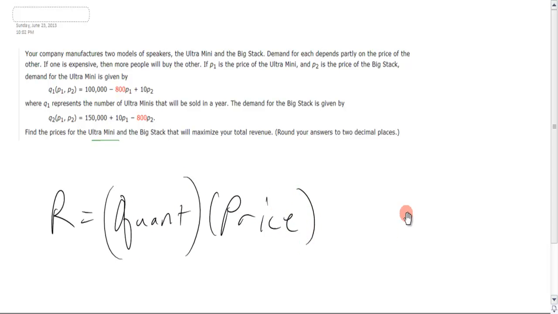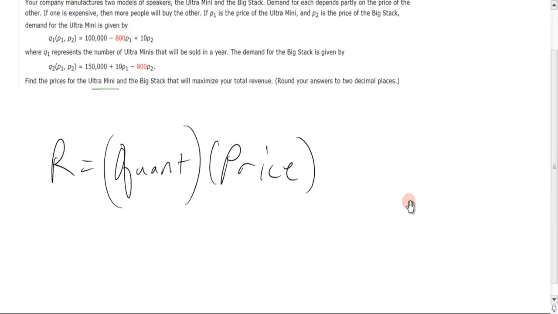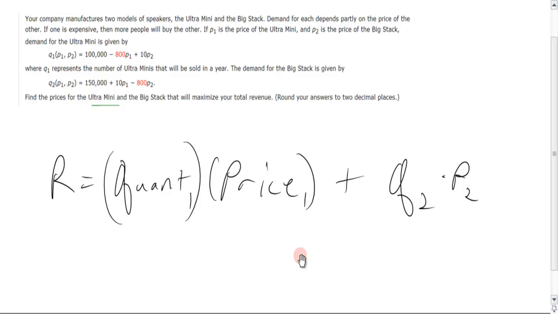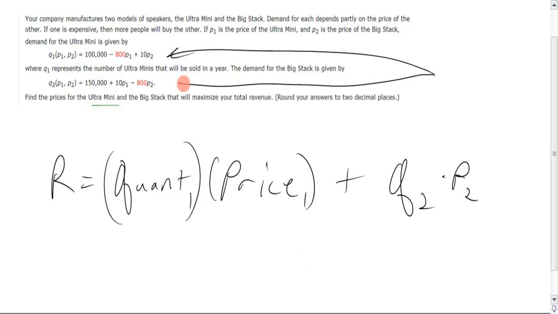So in this case, we have two different items we're selling. So it's going to be the quantity of the first item times its price, plus the quantity of the second item times its price that we sell it for. Now, you can see up here, though, we have some equations that we need to take into account. It's not quite that simple, but it's close.